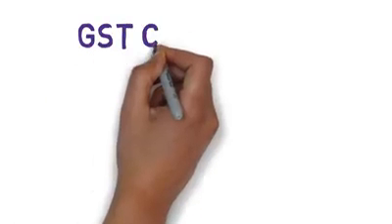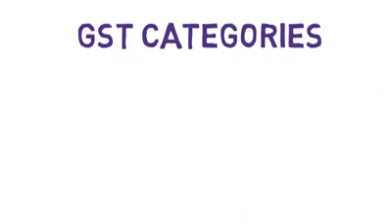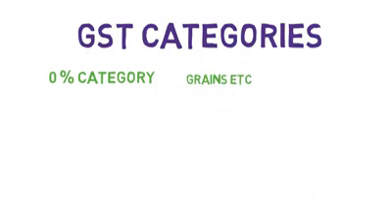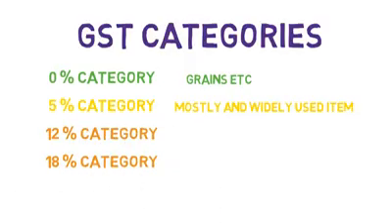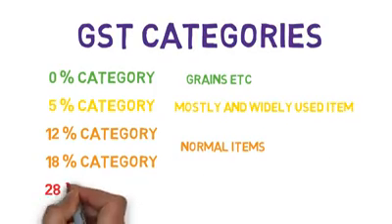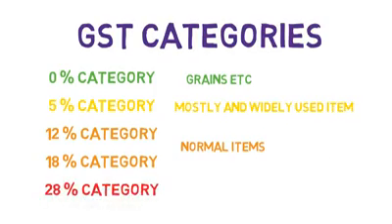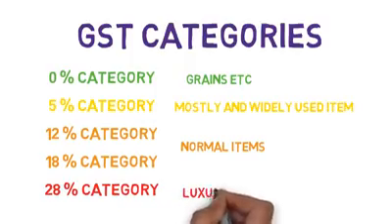We will also have 5 categories in GST in India. 0% category, which will apply on food grains, etc. 5% category, which will apply on mostly and widely used items. 12 and 18% category, which will apply on items which are normally used. 28% category, which will apply on luxurious items.